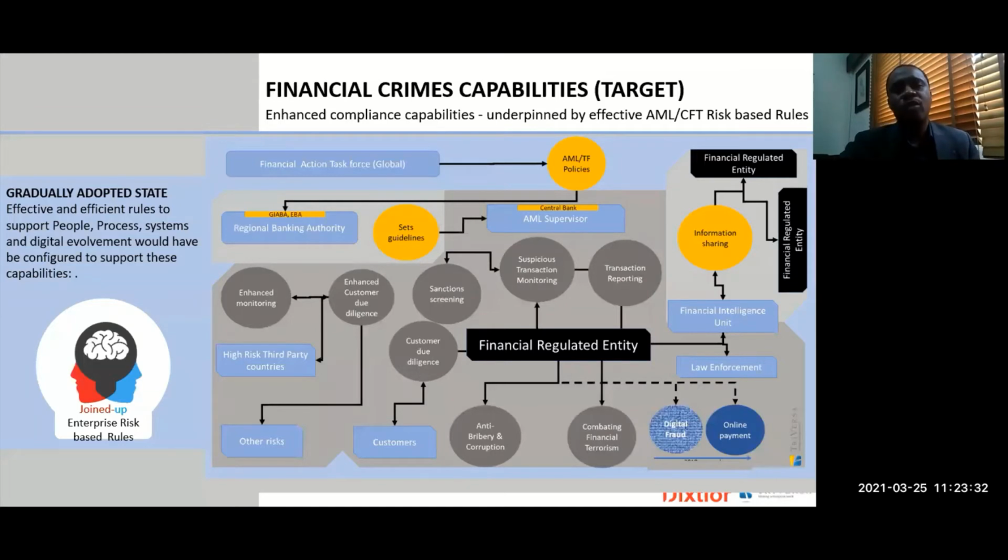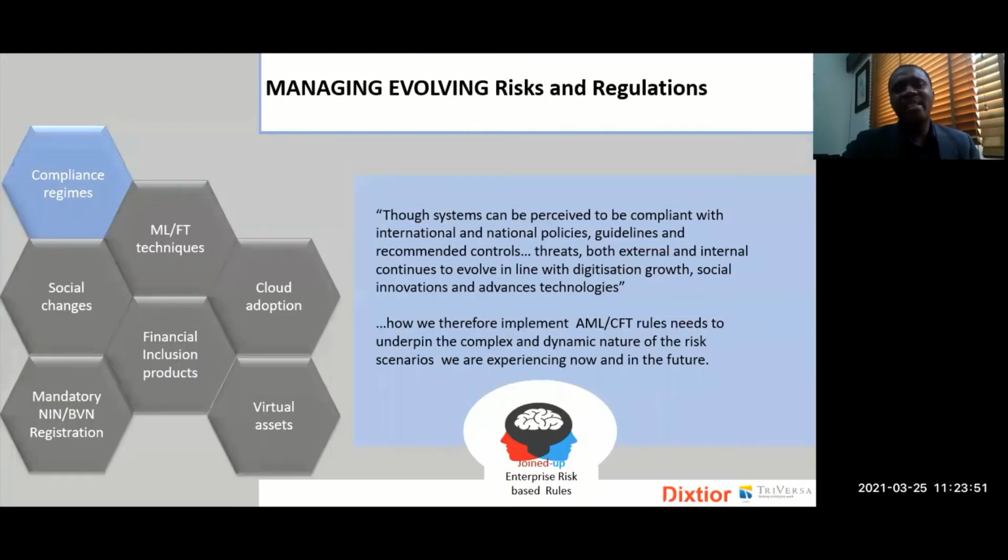Really, we're looking for solutions that are well aligned and that ensure that we actually have a seamless delivery of compliance, while at the same time ensuring that the customer targets are satisfied. So basically, we need to manage the evolving risk. We also need to manage evolving regulations to ensure that while we are compliant, we are also able to actually deliver the value to the customers.